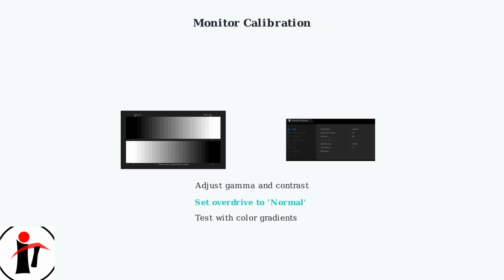Color issues and flickering are common at 240 Hz. Access your monitor's on-screen display menu and adjust gamma and contrast settings. Most importantly, set the overdrive or response time setting to normal instead of extreme to eliminate flickering.